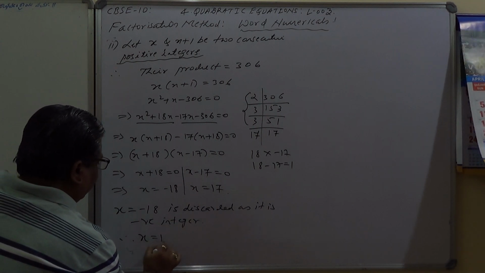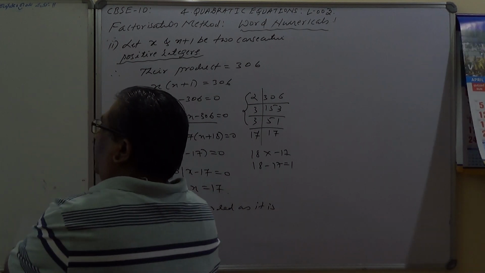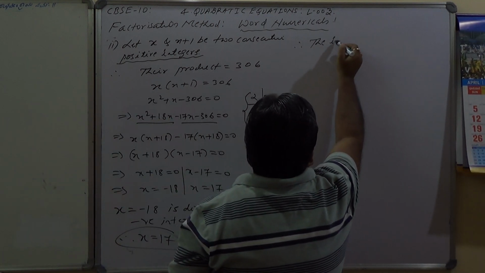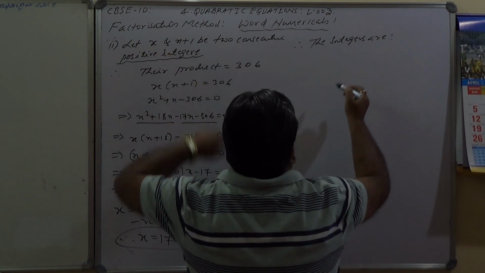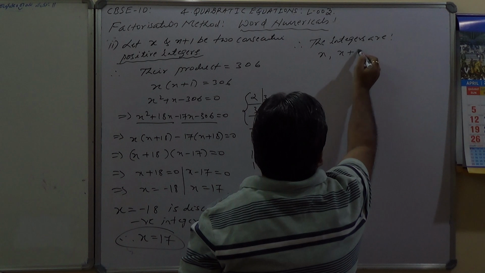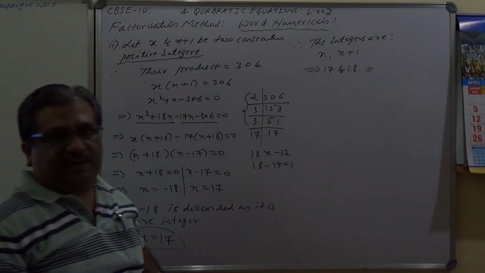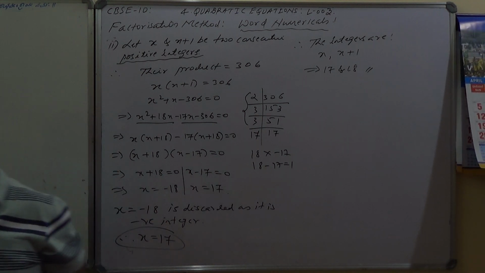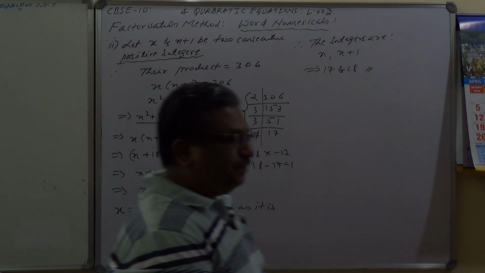Therefore x equals 17. So if x is equal to 17, we need to find the integers. Therefore the integers are x and x plus 1, implies 17 and 18. This is the answer for this. Okay, I hope you are understanding how to solve. Please note it down. Meantime, let me go to the next one.